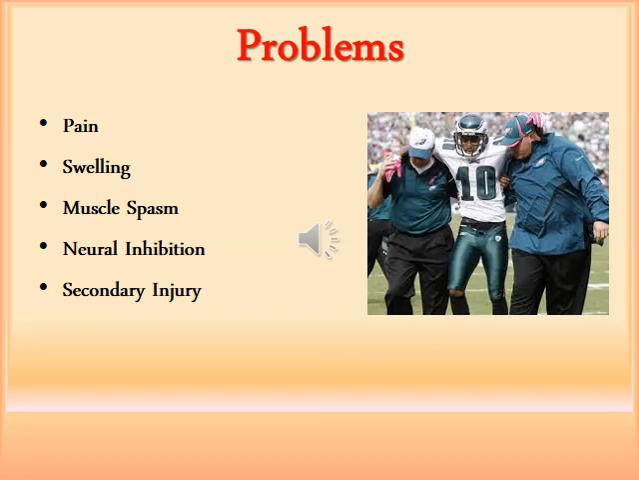The swelling is going to occur because of some of the chemicals that get released, the free proteins in the area, and the tissue debris that's going to draw fluid into the area. Muscle spasm, which will also contribute to pain, is going to occur in order to protect the area. Neural inhibition is another protective mechanism. The muscles around the region will want to shut down in an attempt to not use the injured limb.